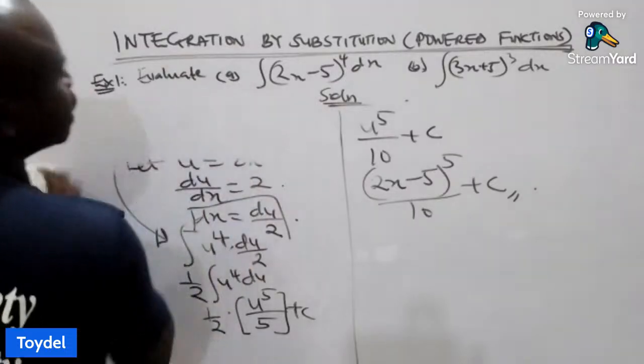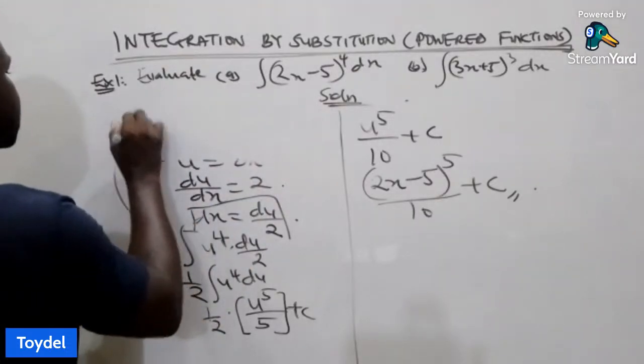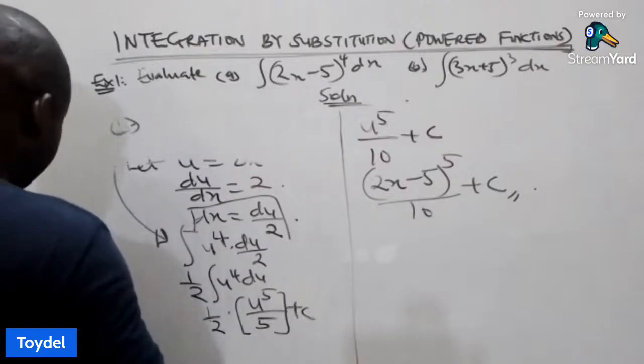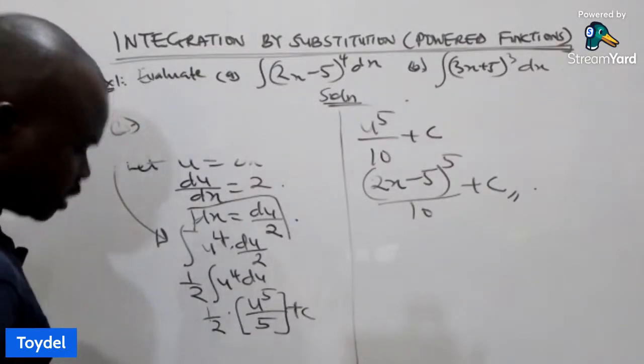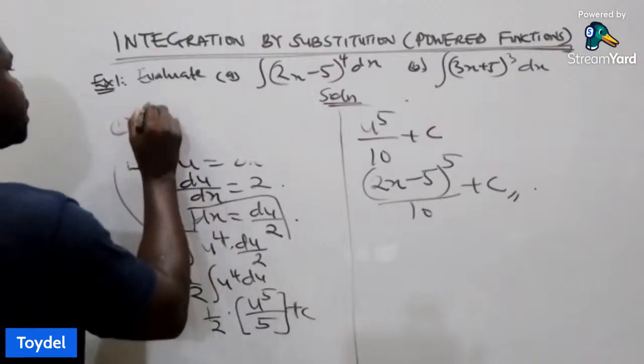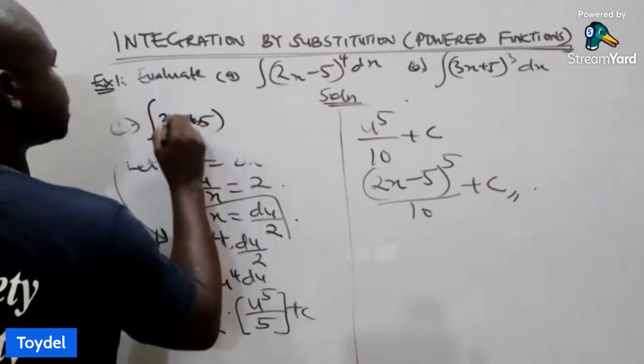So we go ahead and take the B part of example 1. This B part now, this is where we have the integral of (3x plus 5), everything raised to power 3.